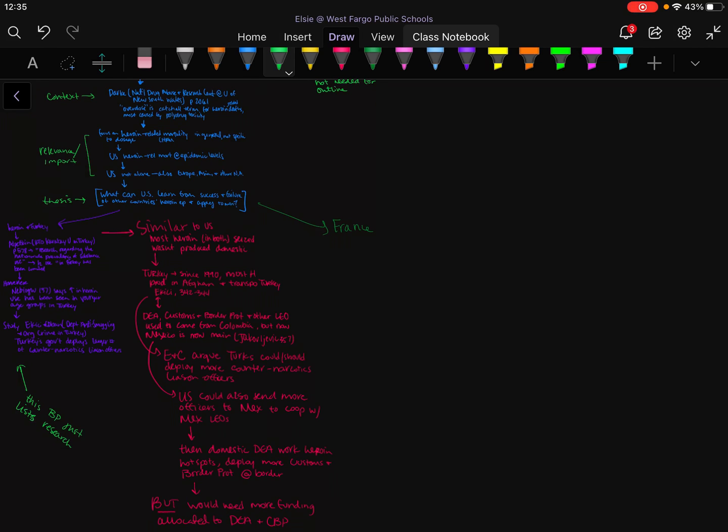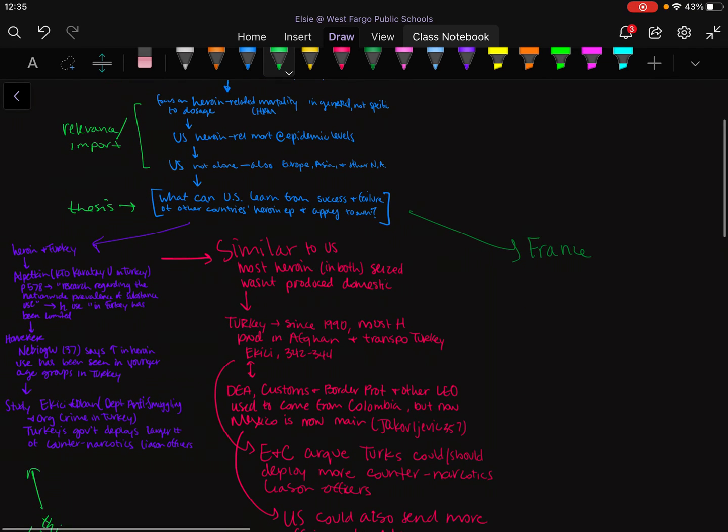You can see that. I'm going to zoom back in a little bit. What can the U.S. learn from the success and failure of other countries? The other countries being Turkey and France, leading right back to that. What can the U.S. learn, right? And then the other countries part is France and Turkey. So you can see where that line of reasoning is.